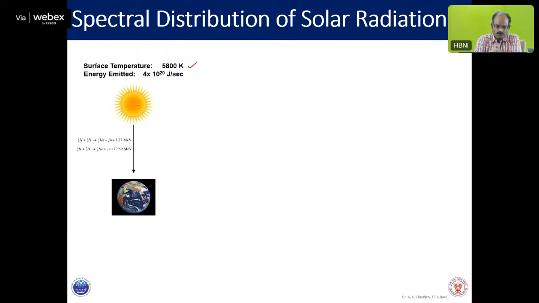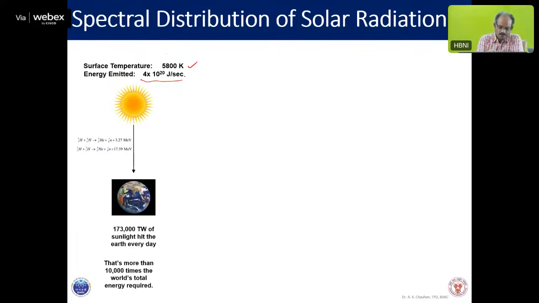So if we consider the sun, then every second it emits 4 into 10 to the power 20 joule per second of energy. And what is the source of this energy? From where is this energy coming inside the sun? There are continuous fusion reactions. These two reactions are taking place inside the sun. And because of these nuclear fusion reactions, the energy is generated, and that energy is transmitted.